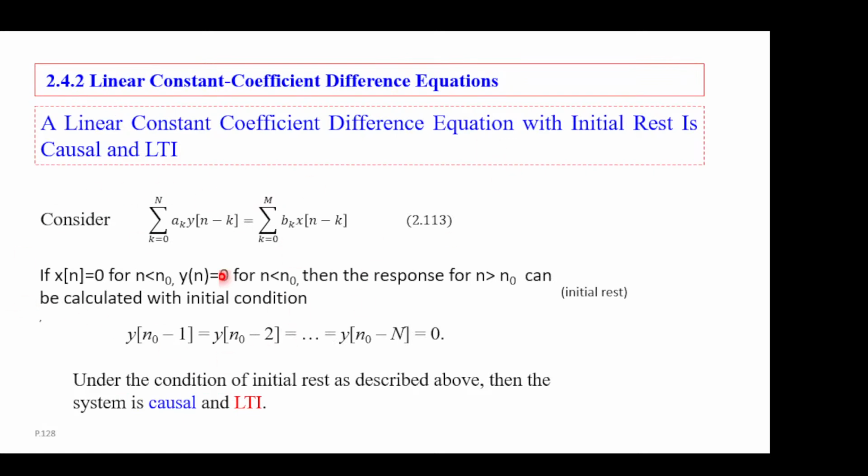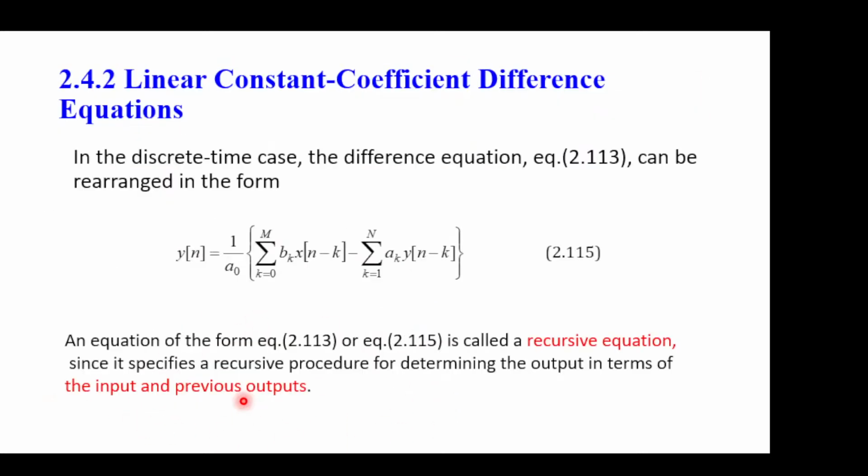And we have a similar thing for the discrete time case. Instead of derivatives, we just have time delays here, so we have y of n minus k and x of n minus k. And the initial rest is different: you look back n steps, and all those y are 0. And once again, with initial rest, your system is causal LTI.